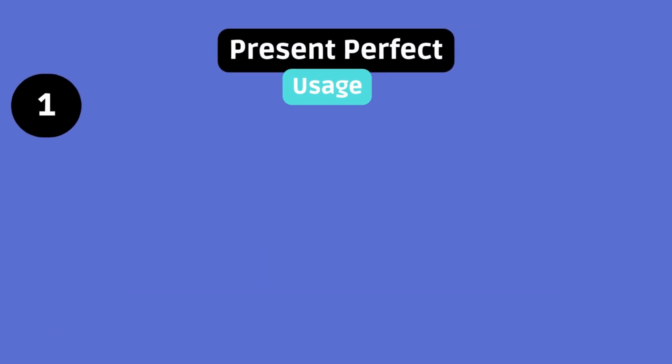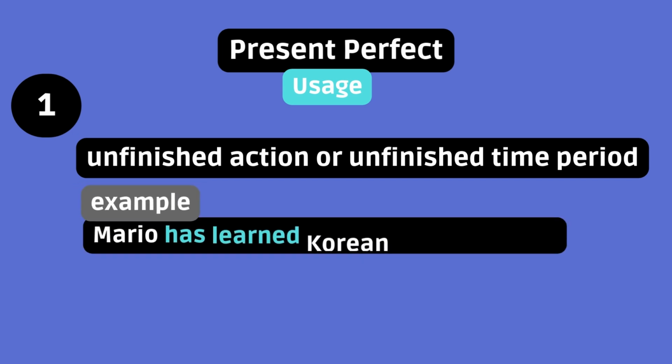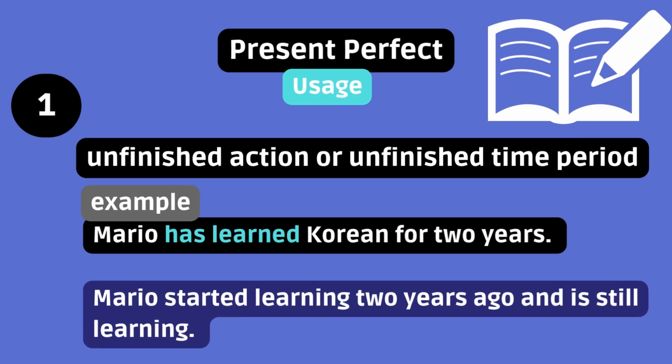Number 1, it can be used to talk about an unfinished action or unfinished time period. Obviously here, past and present are linked as something's not over. Example, Mario has learned Korean for 2 years. So Mario started learning 2 years ago and is still learning now.